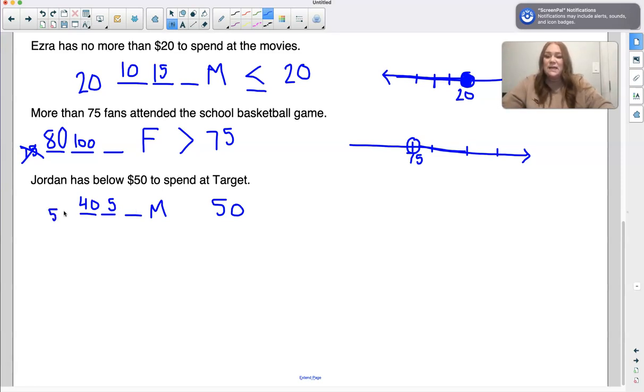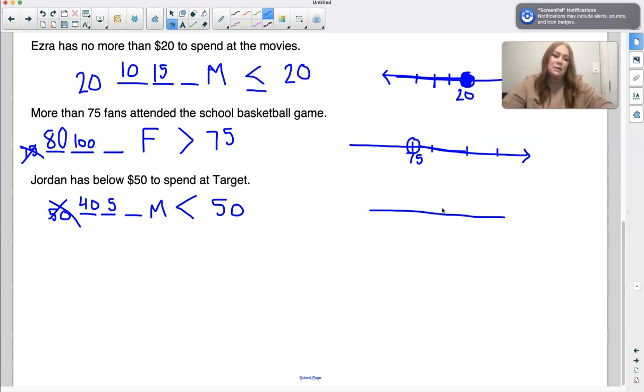And then we need to see, can it equal 50? So is 50 below 50? Nope, she could have $49.99, and that's below 50. But 50 is not below 50. So it cannot equal 50. So all of these are less than. So the money is less than 50.